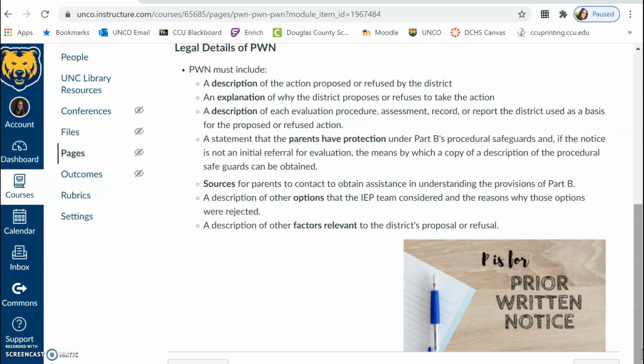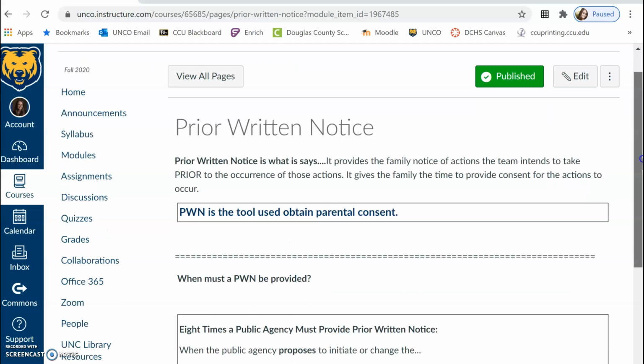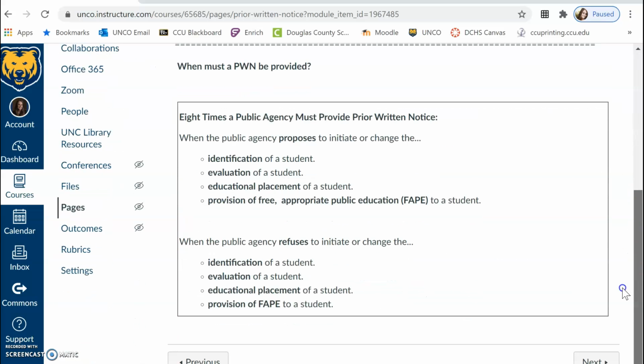It might be used if there's an adjustment or an amendment made to the IEP, or if special education transportation is added when it wasn't before. That might be something that could show up. So really anything that is being changed or adjusted, this is a way to get parental consent and to make sure that families are clear on any actions being taken that involve the education of the child.